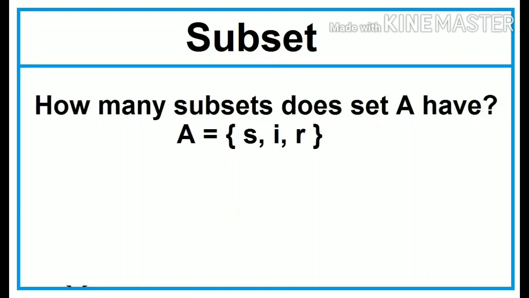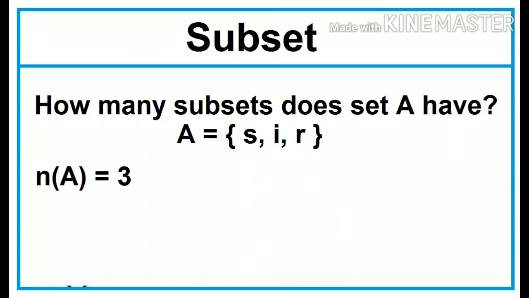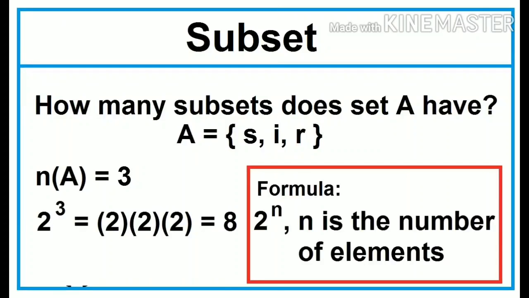How many subsets does set A have? A is equal to {S, I, R}. Use the formula 2 power n to find the number of subsets, where n is the number of elements. Here in the set A we have 3 elements. So 2 power 3 equals 8. The number of elements in set A is 3, which means the number of subsets is 8.